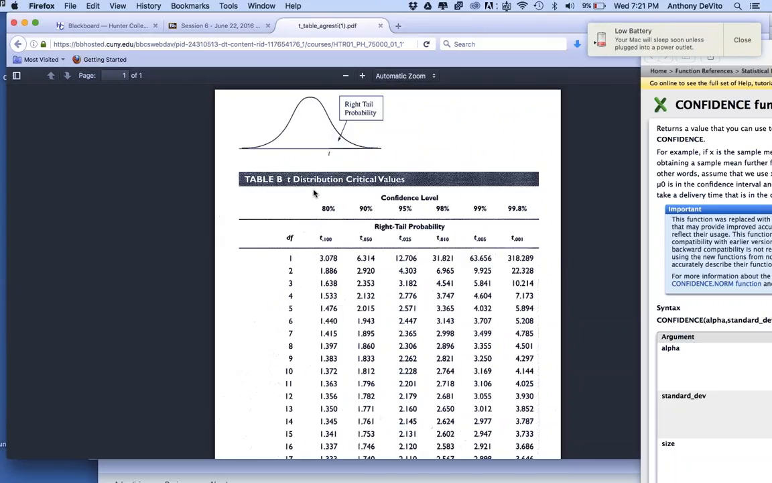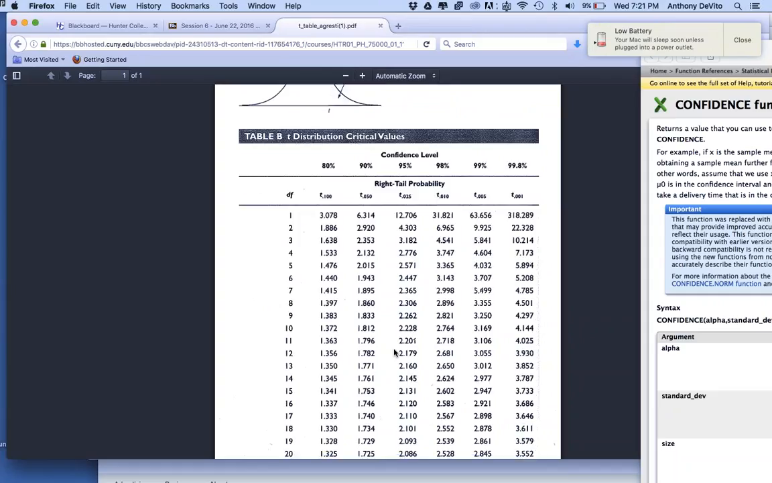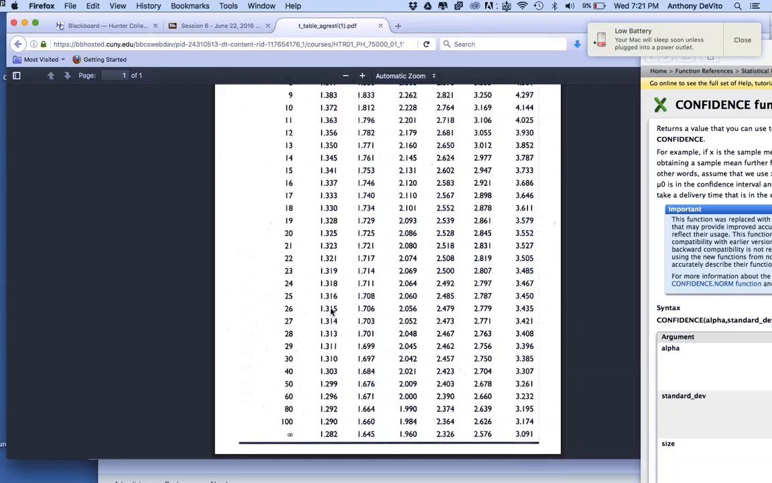Okay, notice that it only gives you the values you really need: 95, 99, 90, and the sample size, or a measure of the sample size, degrees of freedom, which is the sample size minus 1. You don't have to worry about that big distribution table.